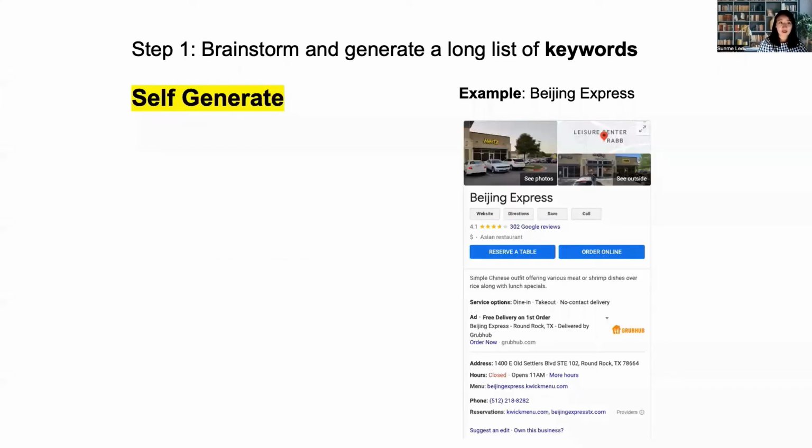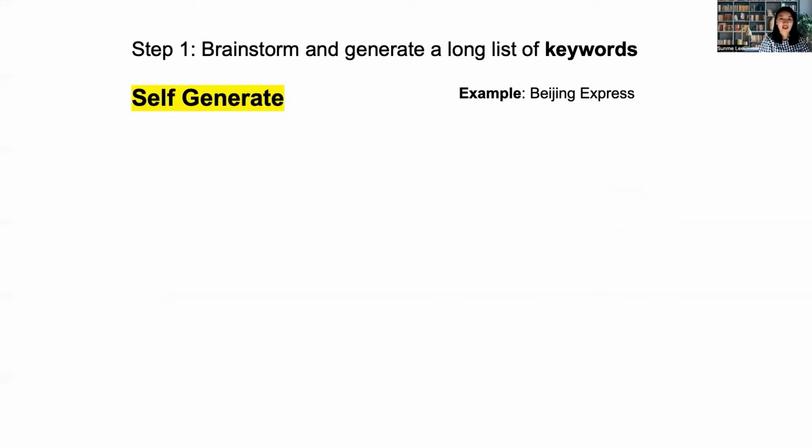So let me give you an example with one restaurant. I live in Round Rock, and this is one of the restaurants close to me. I often order delivery from this restaurant, so I will use it as our class example. This is what I will do for class demonstration purposes: I'm generating different keywords for this restaurant.